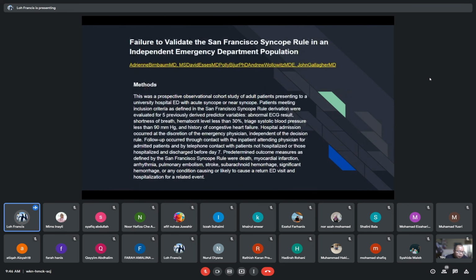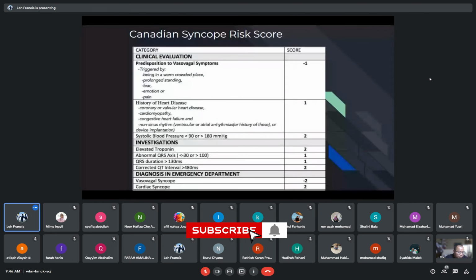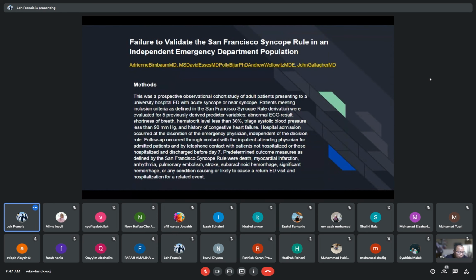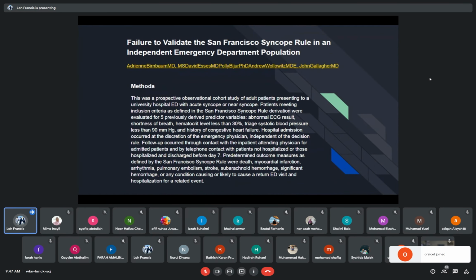In another paper validating the San Francisco syncope rule, another group of researchers carried out a prospective observational cohort study on adult patients presenting to the ED with acute syncope or near syncope. The same rule was applied, but the result was that the sensitivity was around 60 to 70%, which is low compared to other studies.